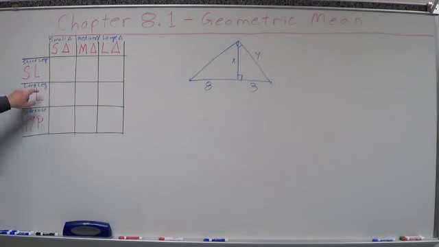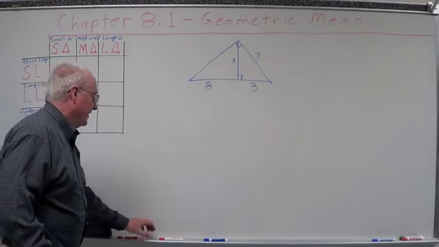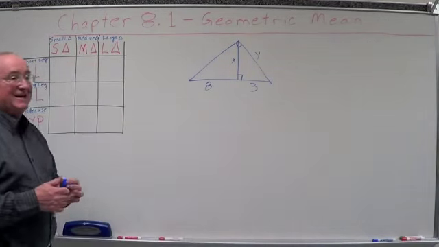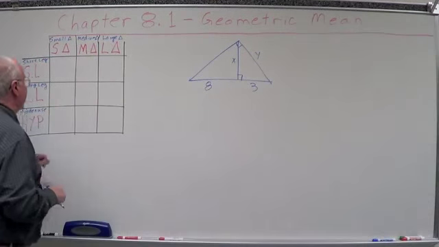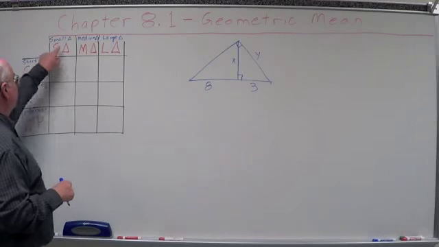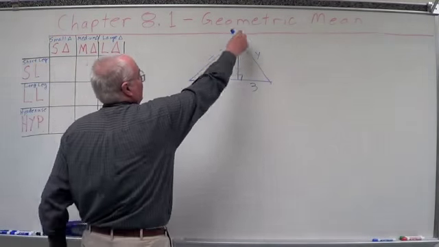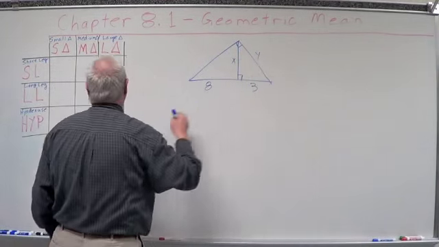Second row is the long leg, or LL. And the last one, of course, is the hypotenuse, HYP. So what we're going to do is put these numbers in here and see how we can solve and find x and y. So let's look at the small triangle and the short leg. The short leg of the small triangle is 3.